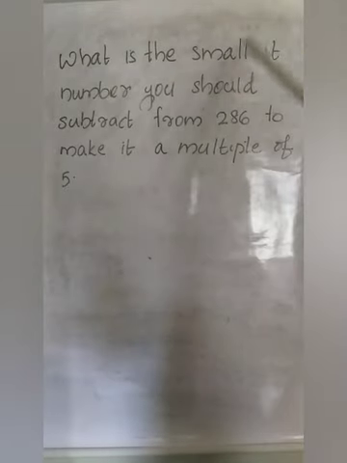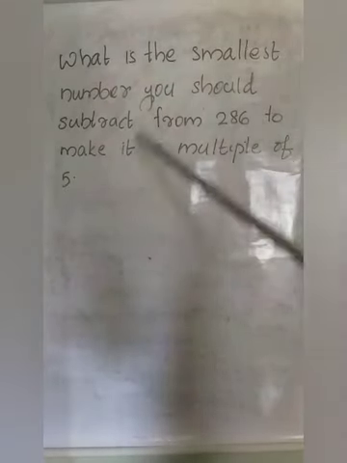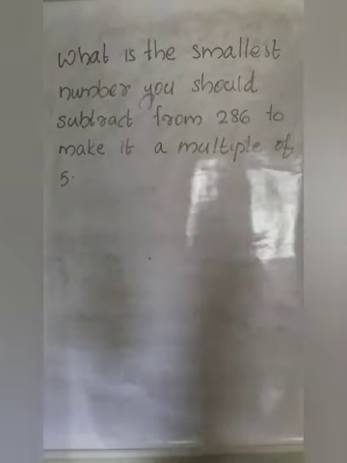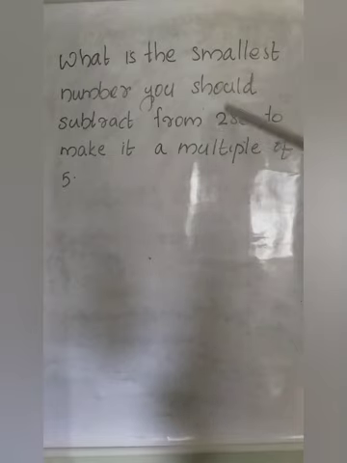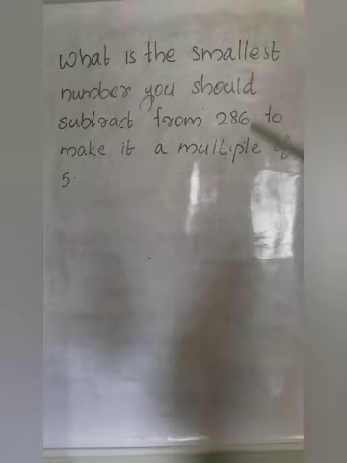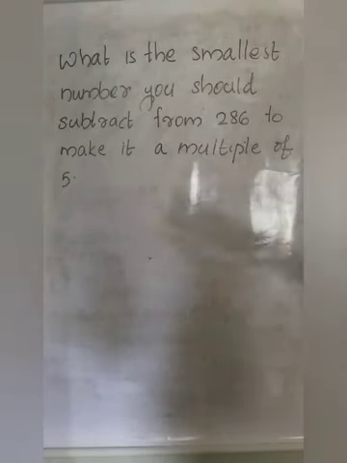Question: what is the smallest number you should subtract from 286 to make it a multiple of 5? Here, what is the question? Here one number is given, 286. We have to check whether it is a multiple of 5. If not, we have to make it a multiple of 5 by subtracting some number.